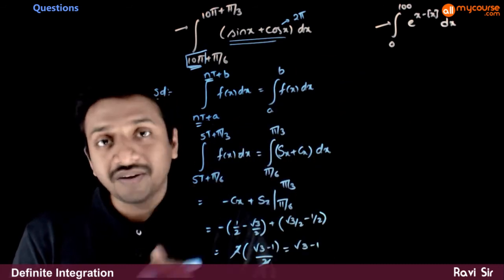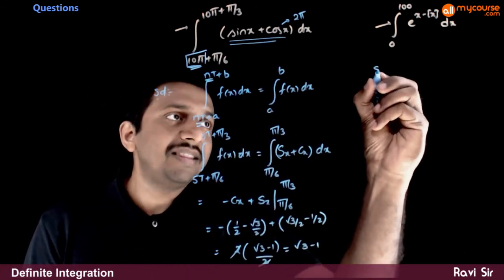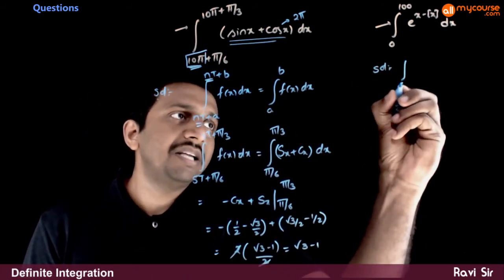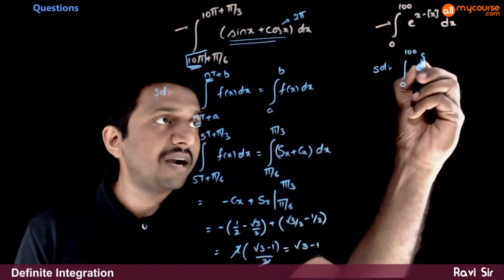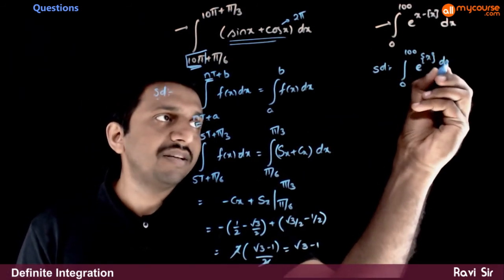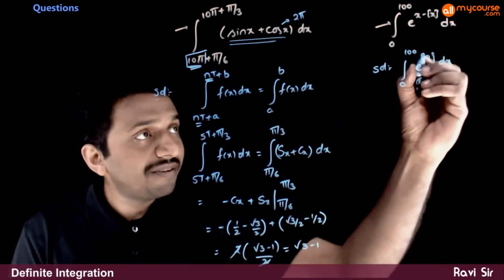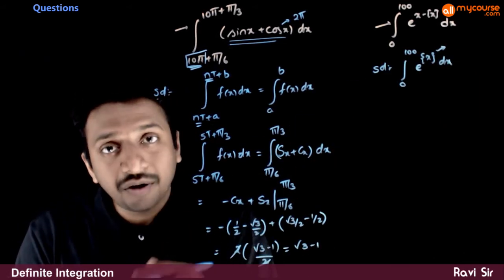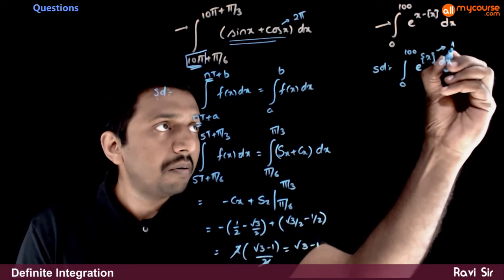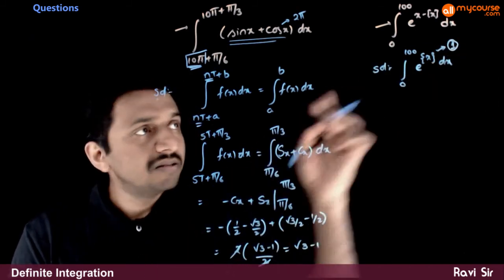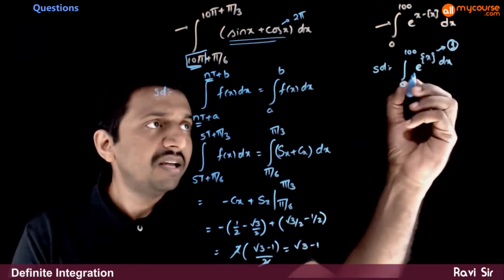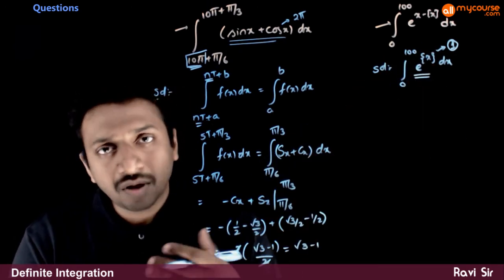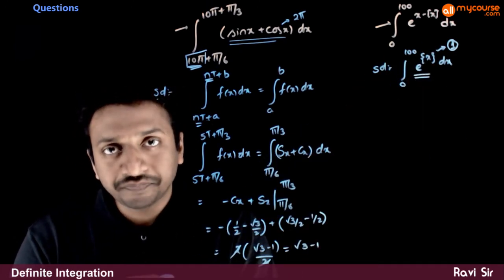Next, if you go to this question, this is nothing but the integration from 0 to 100 of e power x minus integer part of x, which is nothing but fractional part of x, dx. And fractional part of x is a periodic function with period 1. So if fractional part of x is a periodic function with period 1, e power fractional part of x is also a periodic function with period 1.